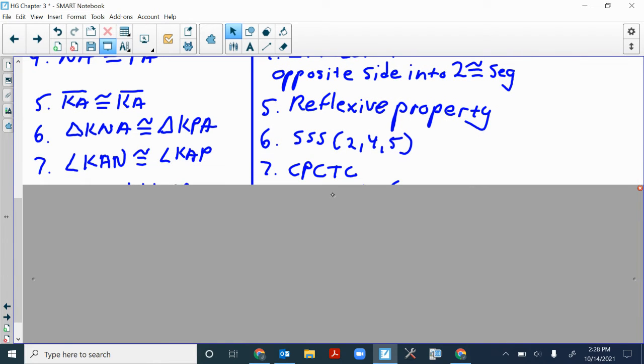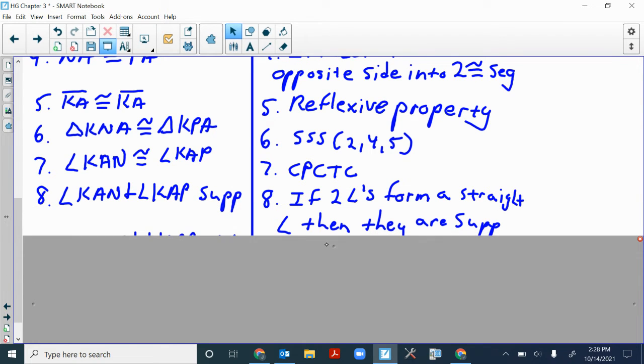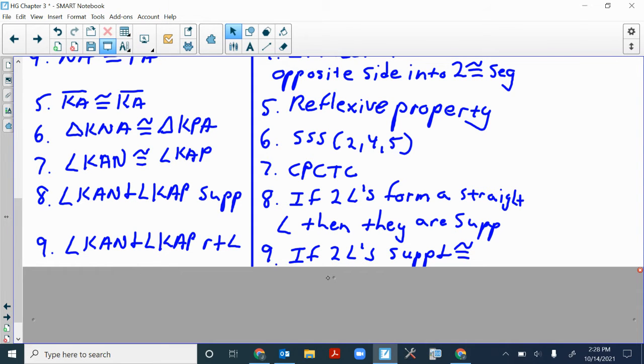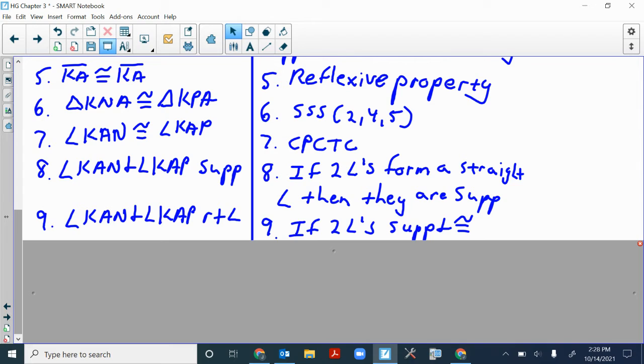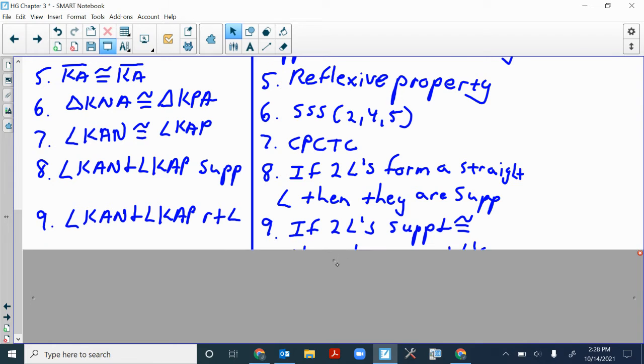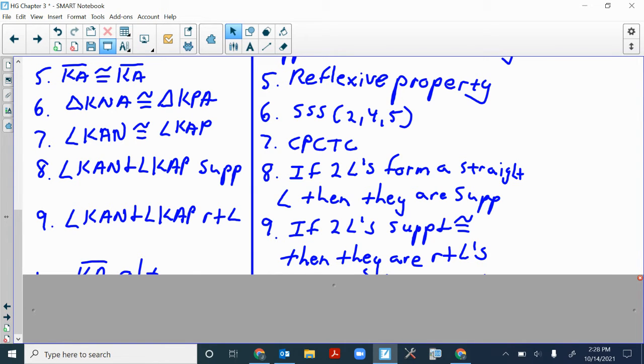All right, but we're still trying to show that KA is an altitude. So we can say that angle KAN is congruent to angle KAP by CPCTC. And then we also know that those same two angles are supplementary to each other because they form a straight angle. So if two angles form a straight angle, they are supplementary. And because they are two congruent angles that are supplementary, that means they are both right angles. So if two angles are supplementary and congruent, they are right angles.